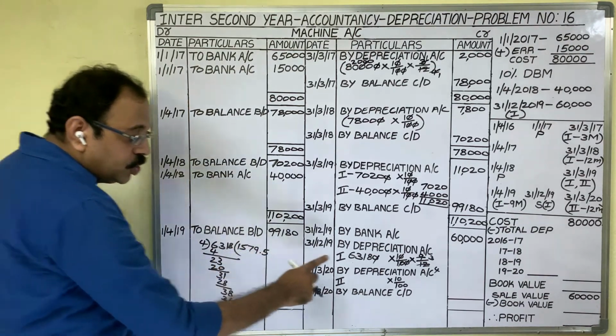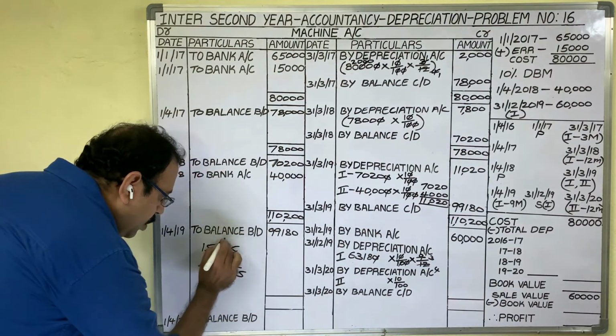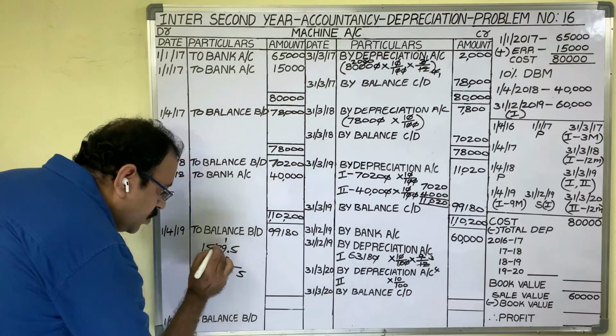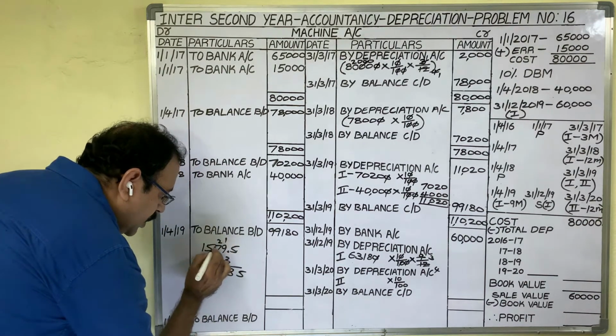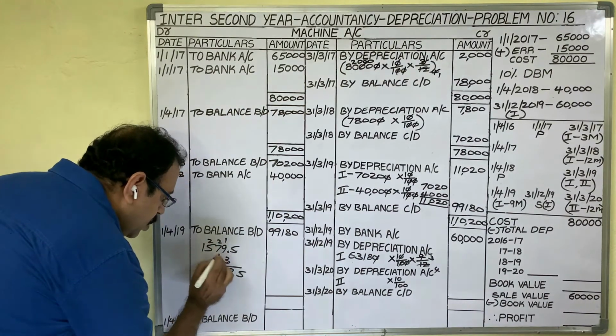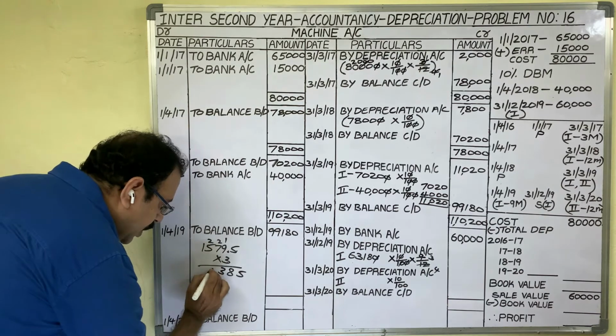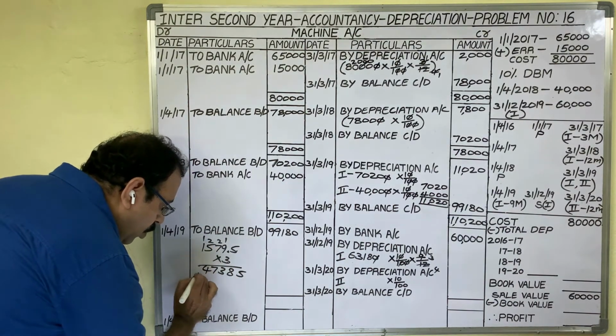1579.5 into 3. 3 5s are 15. 3 9s are 27, 1 is 28. 3 7s are 21, 22, 23. 3 5s are 15, 16, 17. 3 1s are 3 plus 1, 4.